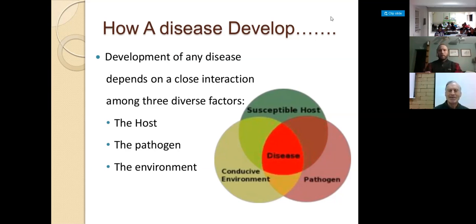You could have the host and the pathogen, the leaf covered with fungus spores, for example, but the environment is too dry so the spores can't germinate, and then you don't have disease. Or the environment is favorable for the growth of the pathogen and the pathogen is there, but the host is resistant to that particular pathogen, so disease doesn't happen.